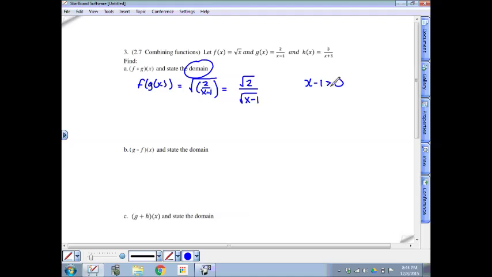And normally with square roots you would say it's greater than or equal to 0, but we don't want it to equal 0 because it's also on the bottom of a fraction. So x minus 1 has to be greater than, but not equal to 0. To finish solving this, just add the 1 to the other side, and x has to be any value greater than 1. So the domain is from 1 to infinity.